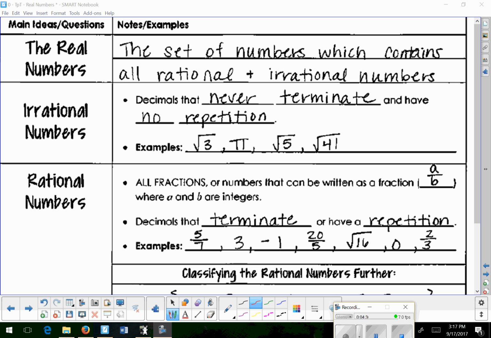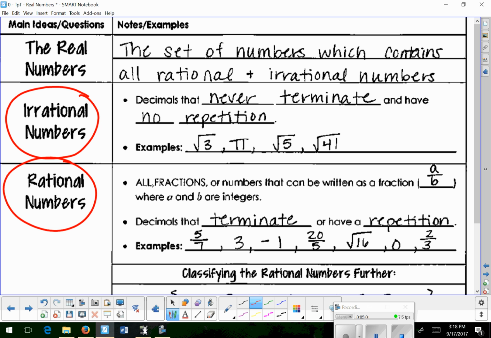Okay, so let's recap those three vocabulary words that we learned already. The set of all numbers that contains rational and irrational, those are called real numbers. Now within that group of real numbers, you have two categories. You have to belong to one or the other. You're either irrational, which means that you never terminate, you never end, and you have no repetition, like the square root of 3, or pi, or the square root of 5, or the square root of 41. Or you could belong to the rational group, which is anything that can be written in fraction form, anything that can be rewritten as a over b.